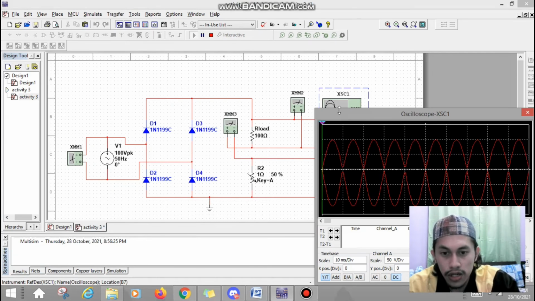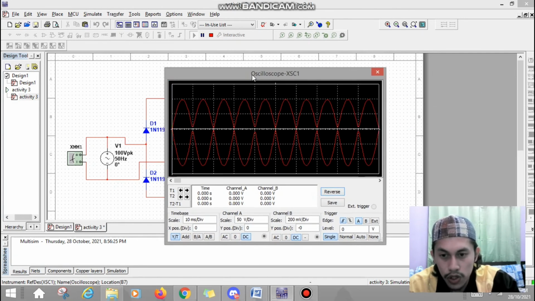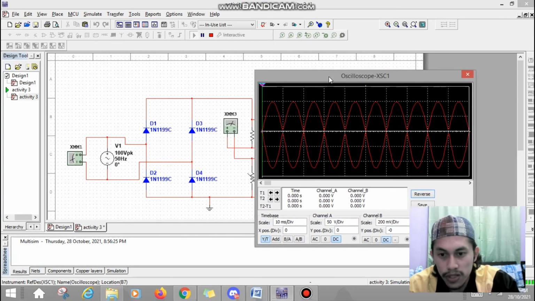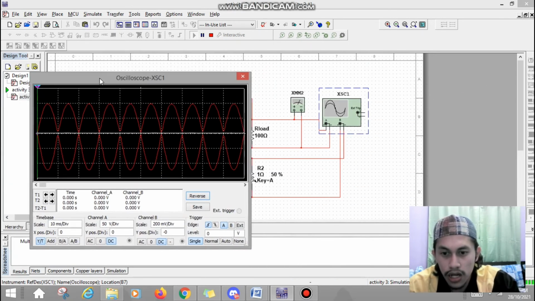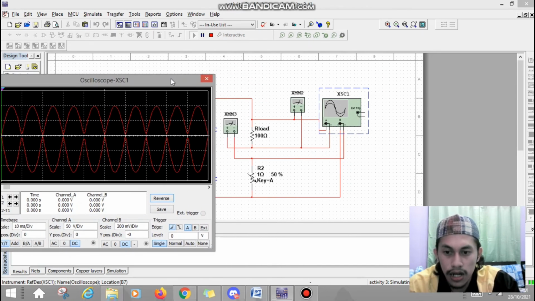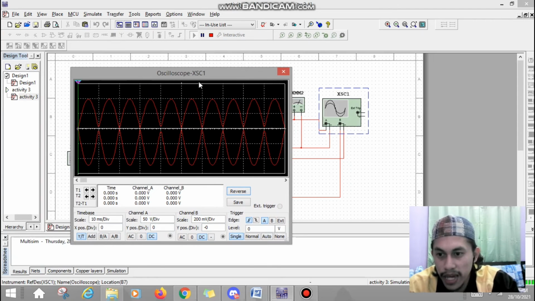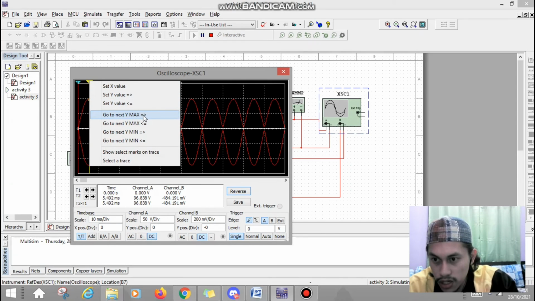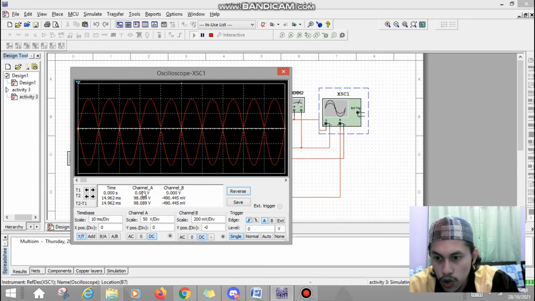Next we need to find the Vmax of the R load, which is at the oscilloscope. So we select the oscilloscope. The sine waveform shows the output voltage for the R load. To find the Vmax, we need to move the tracer to the top of the sine wave. So we choose Ymax, and the value shown is 98.089 volt for the Vmax.